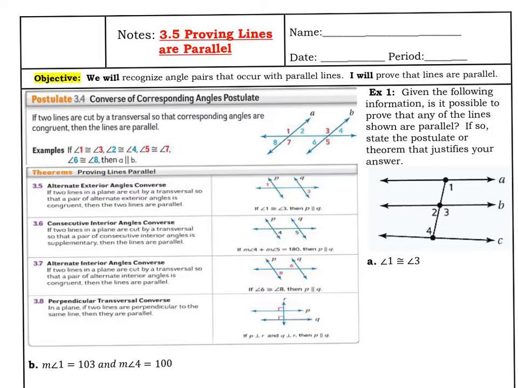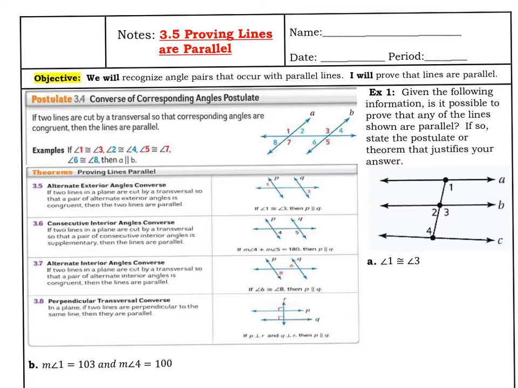Hey everybody, welcome to Chapter 3, Section 5, Proving Lines Are Parallel. This section should feel a little familiar to you because it's basically going backwards from the previous sections.